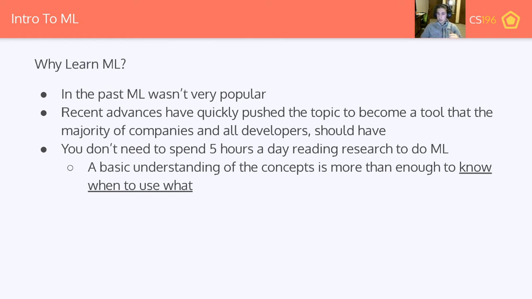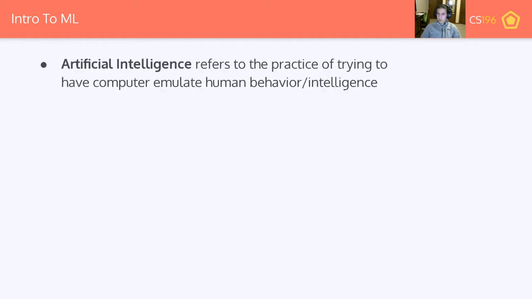We're going to keep it relatively high level here. And so, without further ado, let's start talking about the actual content. And that is, what are the differences between artificial intelligence, machine learning, and deep learning? Well, we'll start with AI.